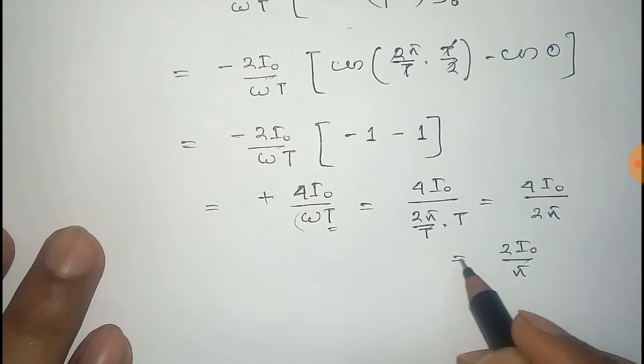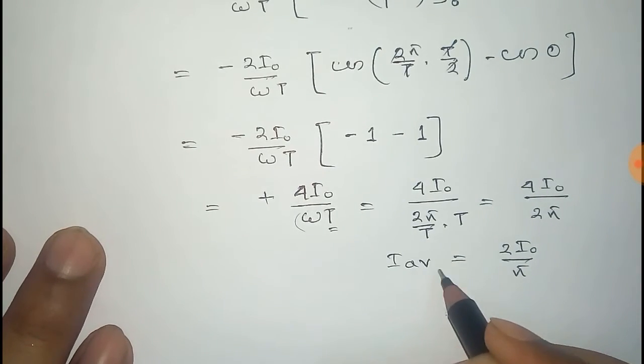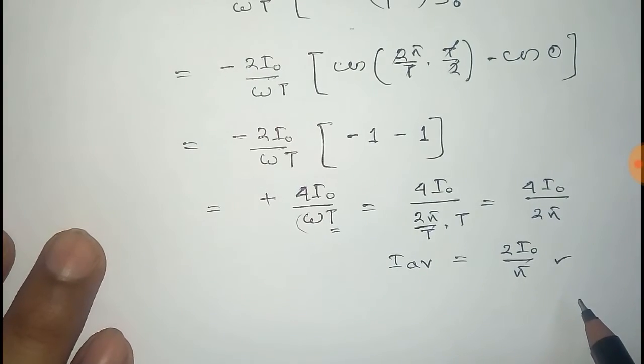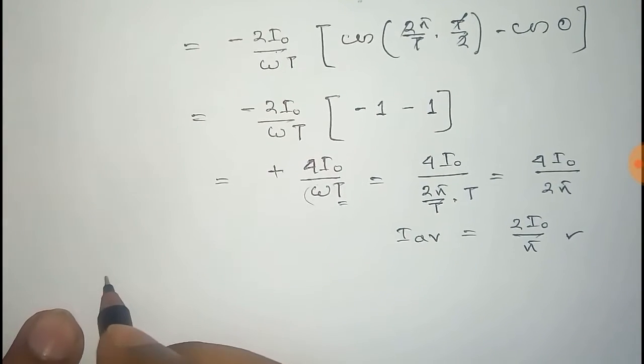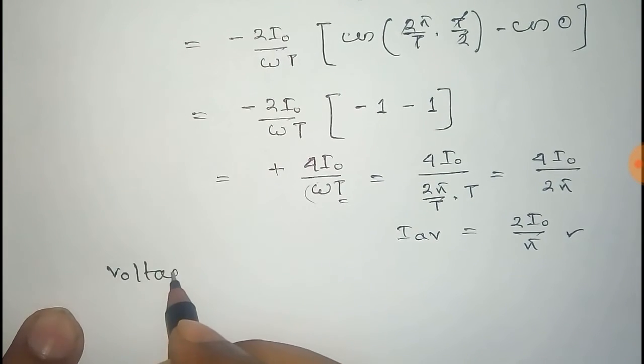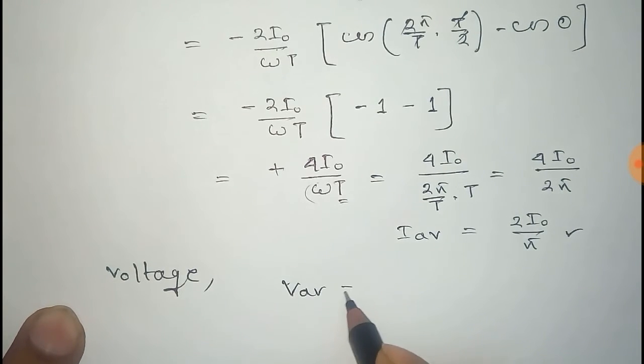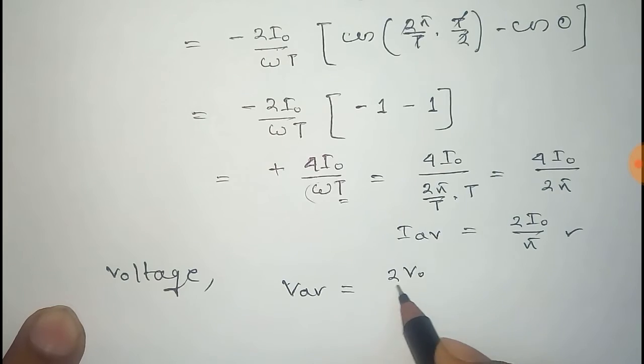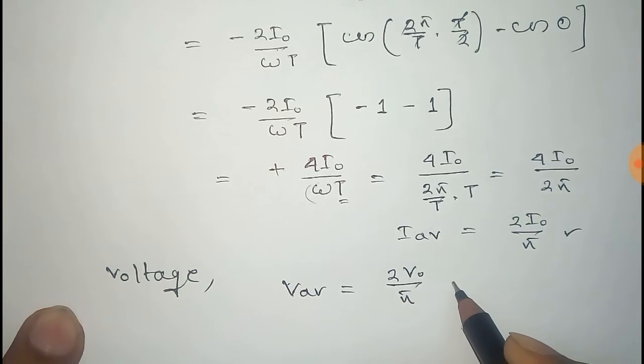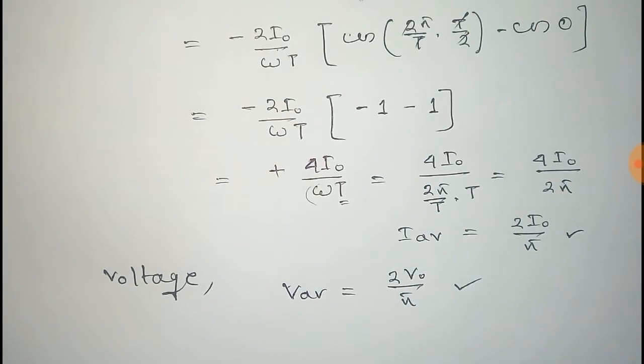Thus we get the average value of current, that is I average equal to 2 I naught by pi. Similarly, we can do it for average value of voltage, and it will be the same, like V average equal to 2 V naught by pi. Here V naught is the peak value of voltage, and I naught is the peak value of current.